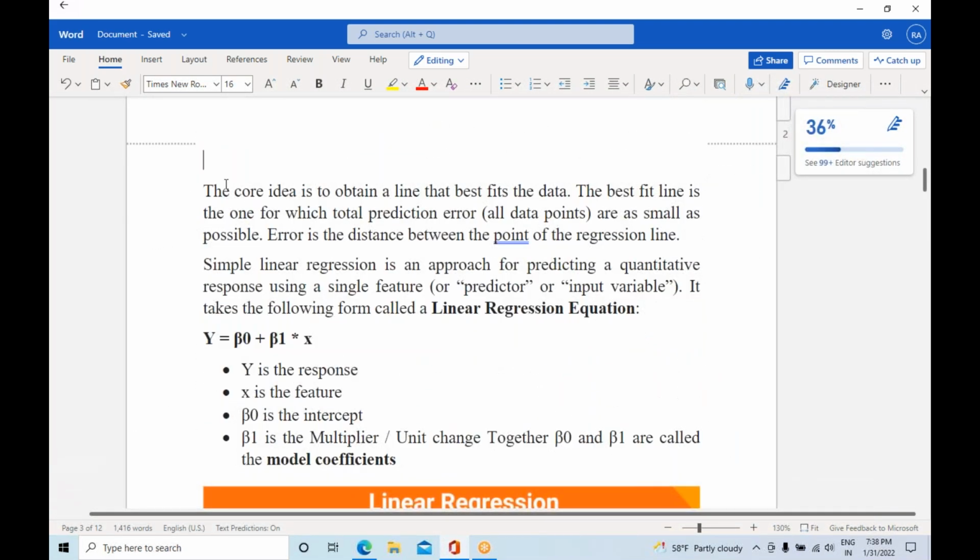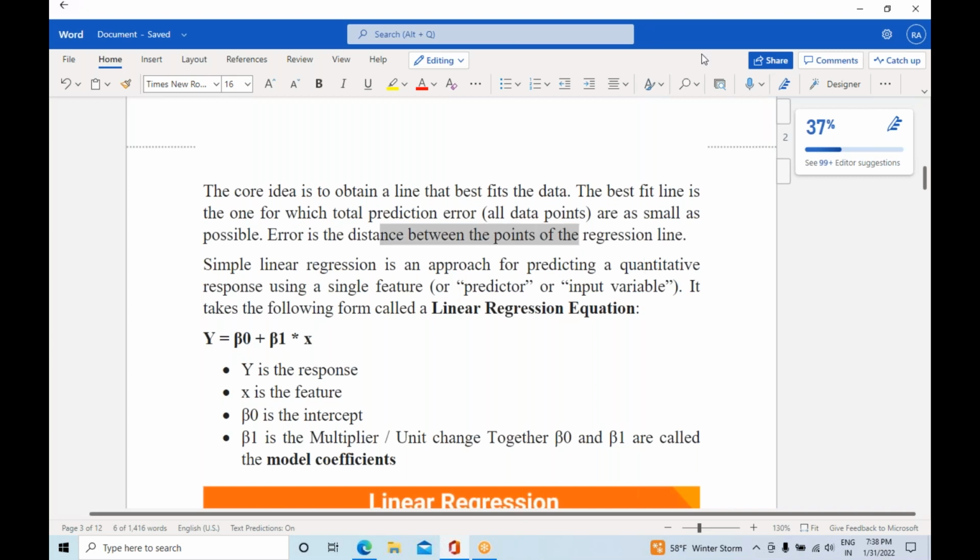The core idea is to obtain the line that best fits the data. The best fit line is one for which the total prediction error over all data points is as small as possible. The error is the distance between the points and the regression line. Our main motto is that you have to reduce your error. Errors are nothing but the distance between your points and a regression line.